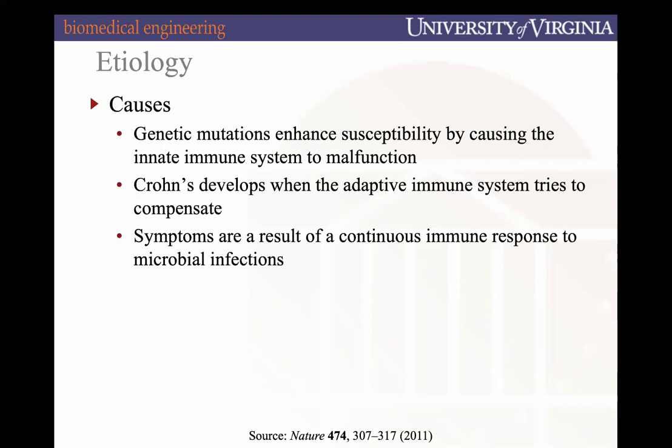What's interesting is that the cell populations we talked about before that are associated with Crohn's disease versus ulcerative colitis were adaptive immune cells. It's believed that because of the dysfunction in innate immunity, there's an overcompensation of the adaptive immune system that then contributes to the disease. Some of these symptoms are also a result of continuous activation of innate immune cells to microbial infections, which potentially explains why we see a lot of these abscess lesions form within Crohn's disease.